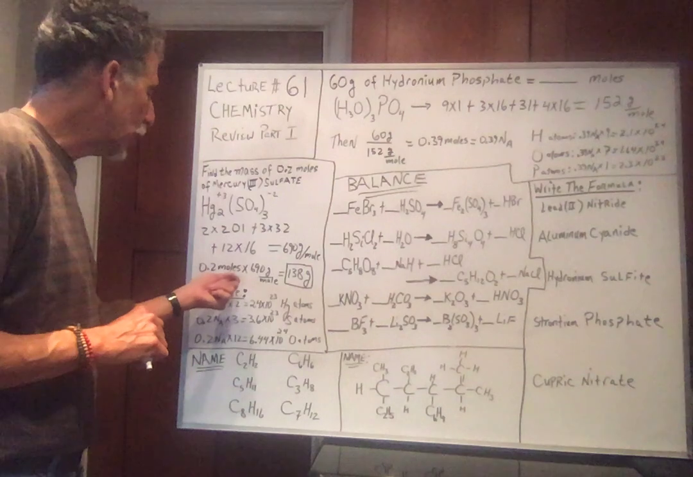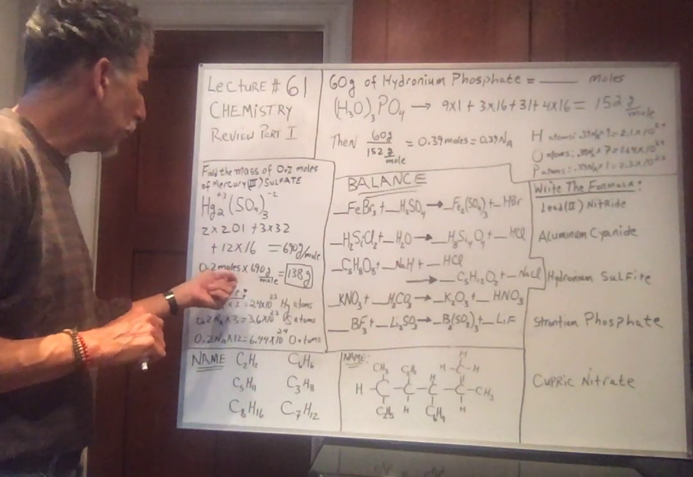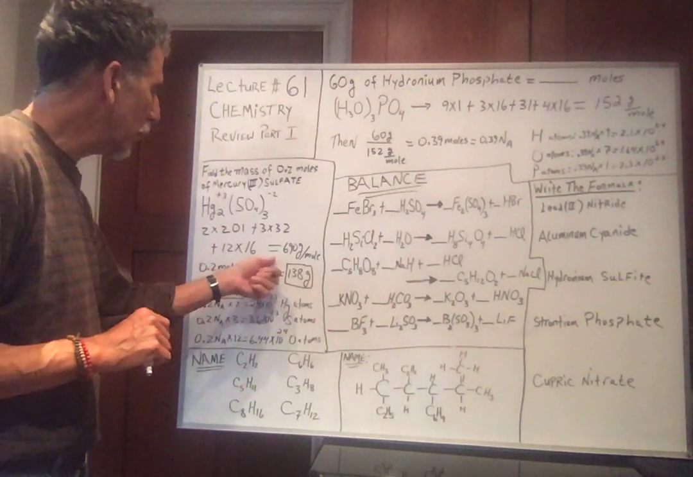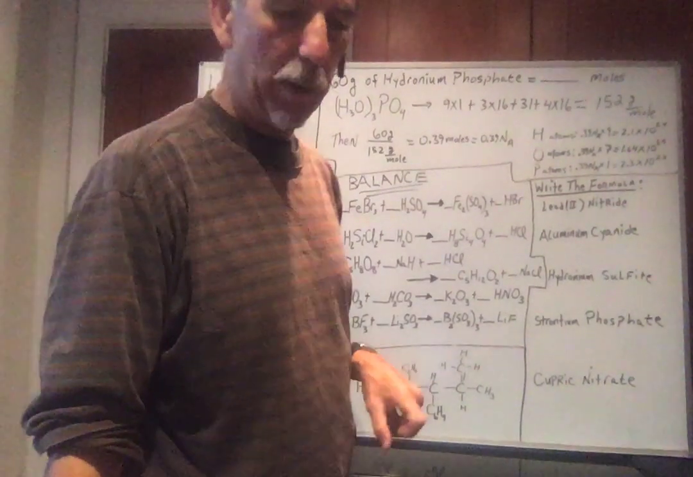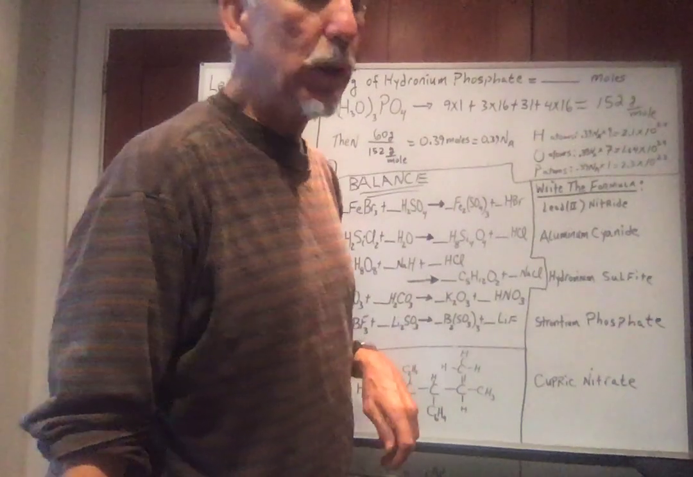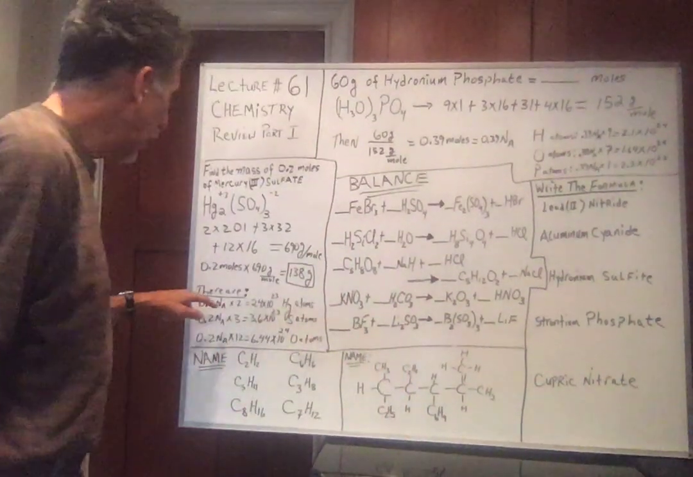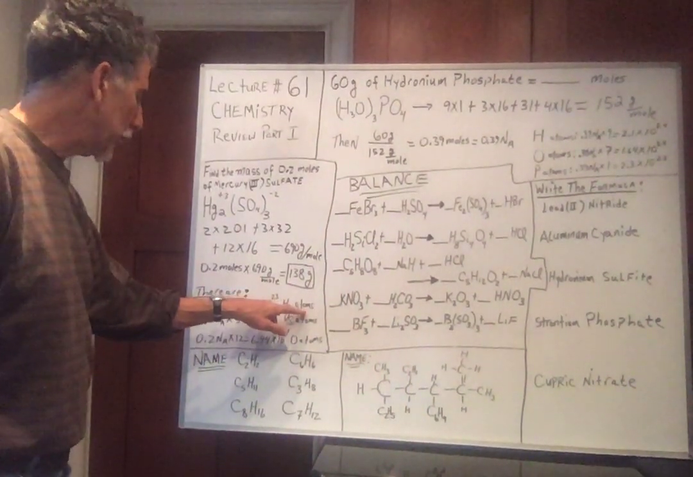And I want 0.2 moles, right? So I just multiply 0.2 times 690 grams per mole, and my answer is 138 grams for this problem. If I should ask how many mercury atoms are there?